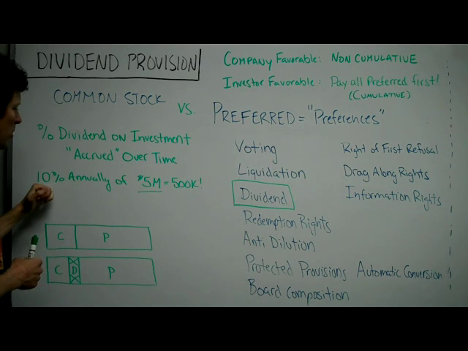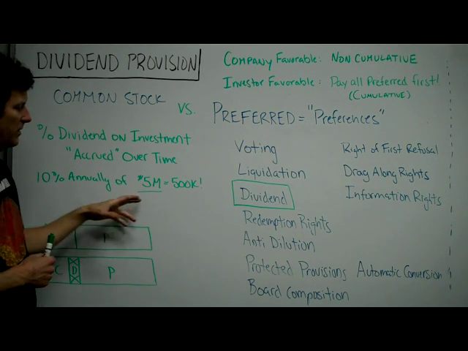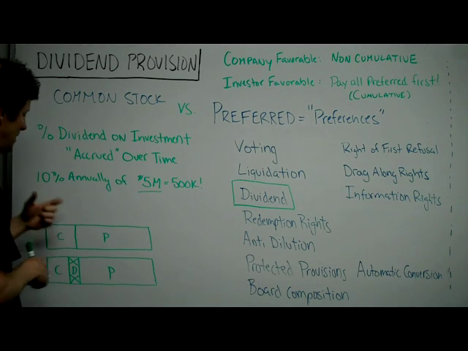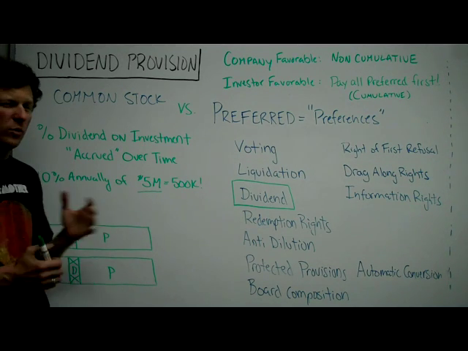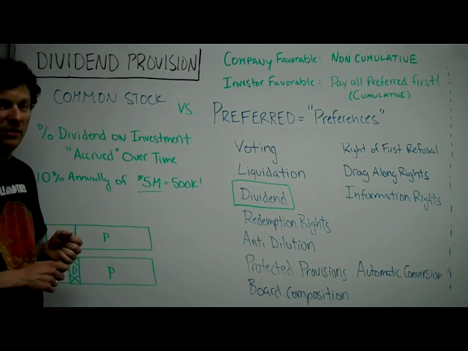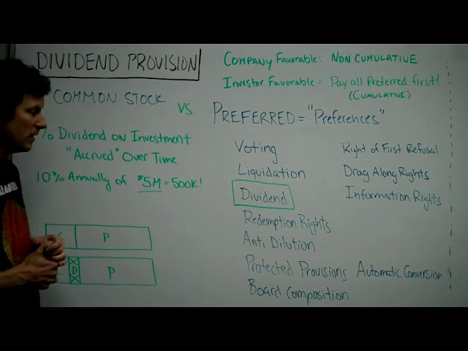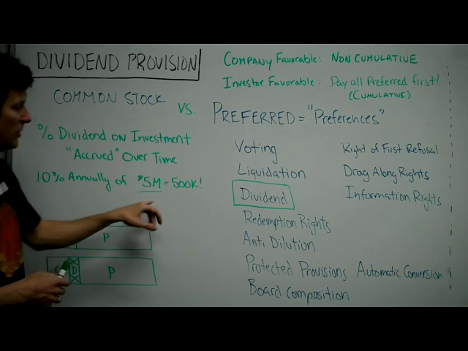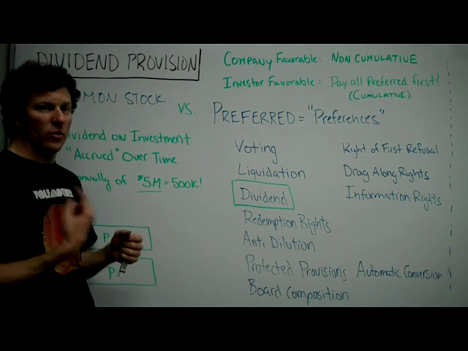So essentially I pick a percentage annually, and in this case, to make the math easy, I've said if there's a $5 million investment and it's a 10% dividend, which would be fairly onerous, that means $500,000 a year in dividends I'm accruing. Now, again, important to understand cumulative and non-cumulative. If it's cumulative, that means every single year I'm accruing $500,000.